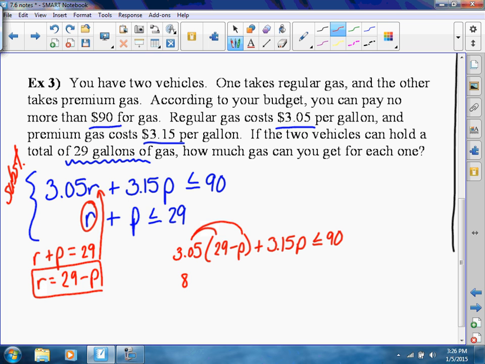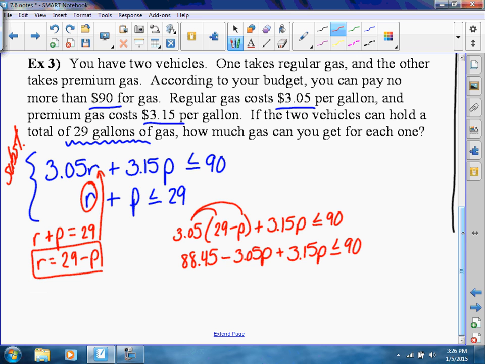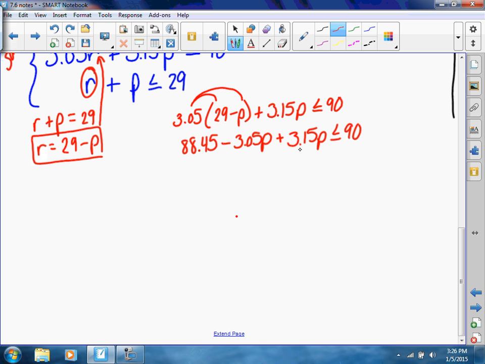You should get 88.45 minus the 3.05p. So that was really easy to multiply that by 1. And then I have the 3.15p and then the 90. And then I'm going to combine my like terms. So I'm going to combine the 3.15 and the negative 3.05. So that would be 88.45. And then that's going to be what, a 10-cent difference there? So plus 0.10p.